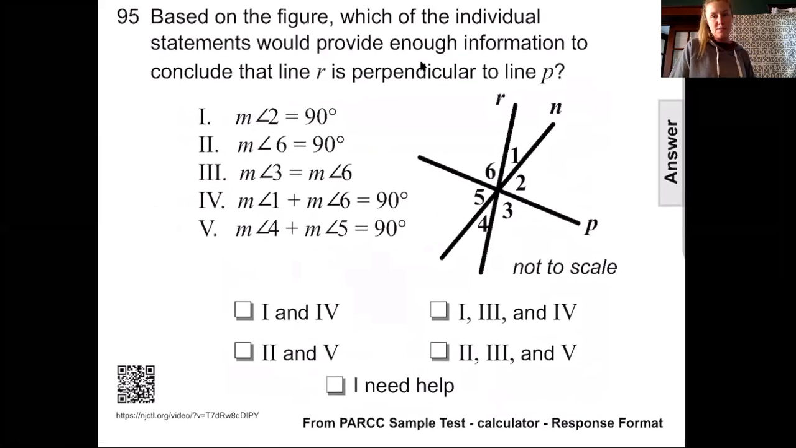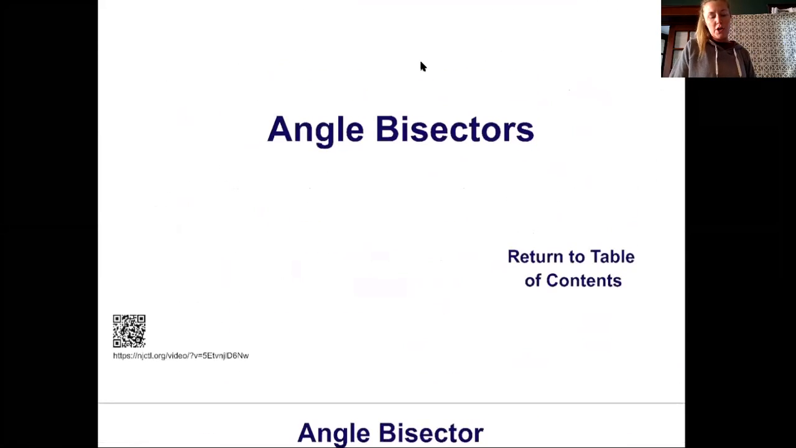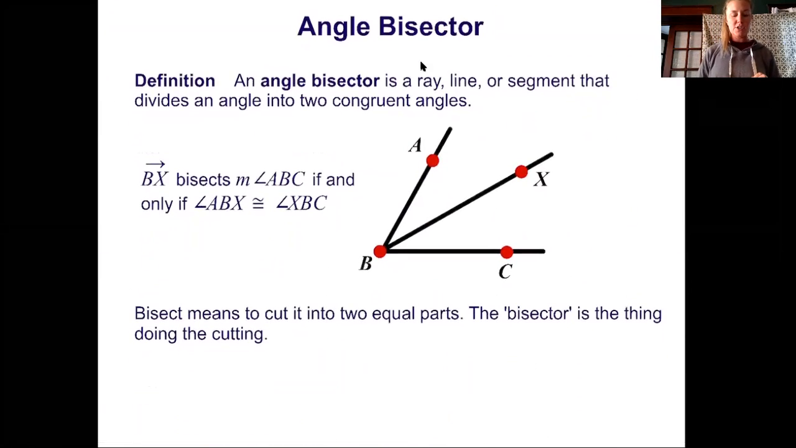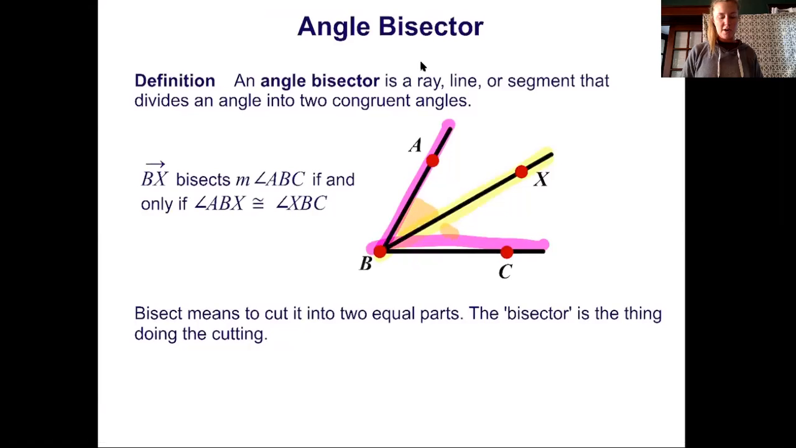All right, and this one we're not going to go over. So really quickly, we're going to look at angle bisectors. An angle bisector is a ray, a line, or a segment that divides an angle into two congruent parts. So if we look at this right here, BX is the angle bisector, and it is bisecting this angle that is outlined in pink, which means the area that I'm outlining in orange, these two angles right here, are going to be equal because anything that is bisected is going to be cut in half.